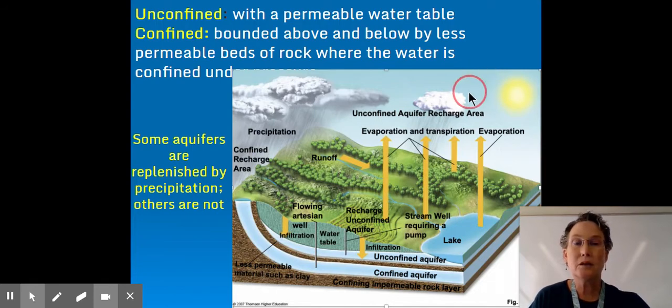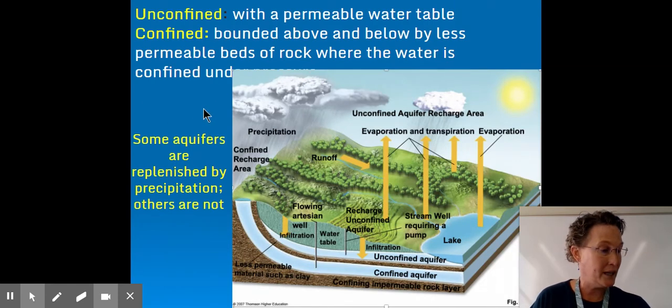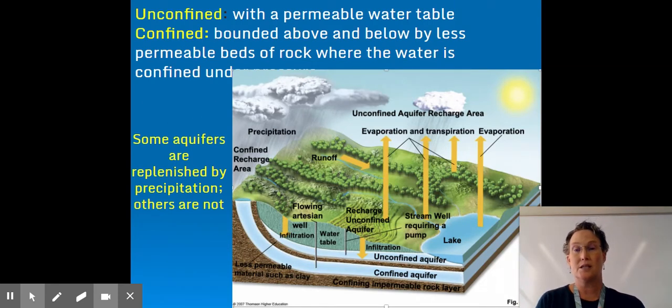Let's see if I can move. Oh, shoot. Sorry. It's kind of covered up there. Unconfined underground water. So some aquifers are replenished by precipitation and others are not.